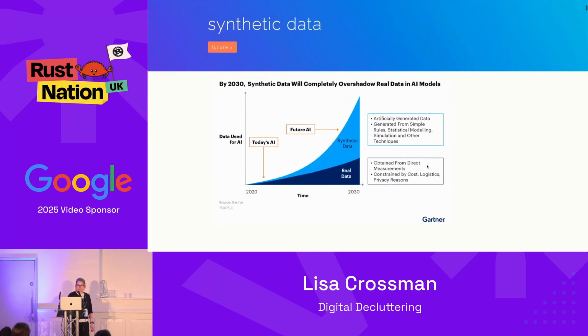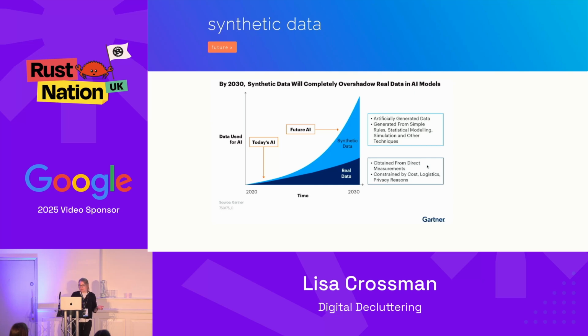Okay, so back in 2020, 2021, I was really excited to find this actual plot saying that by 2030, synthetic data will completely overshadow real data in AI models. And I thought that was absolutely mind-blowing. I thought, what is this synthetic data going to be doing? So what did they mean by synthetic data?